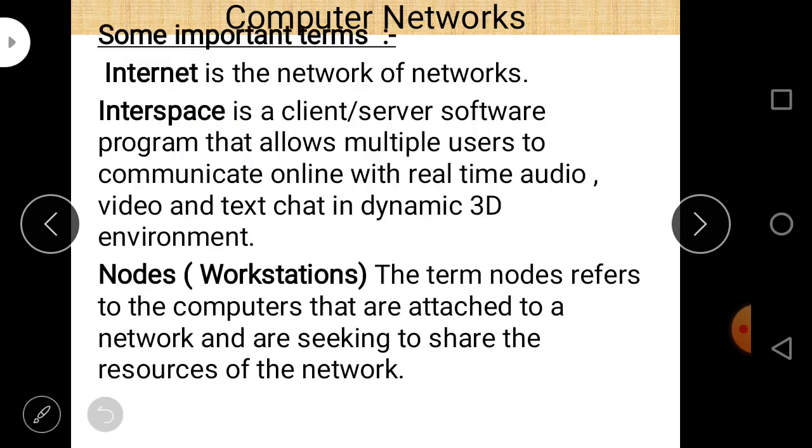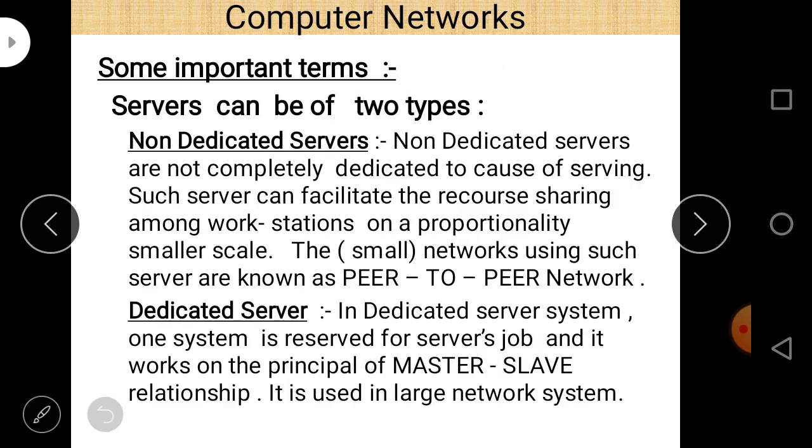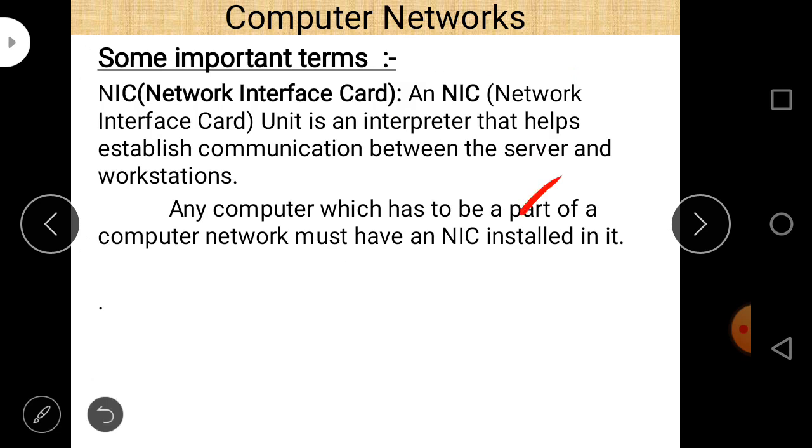And after that some important terms: interspace is an important term. It is client server software which allows multiple users to communicate in a 3D environment, and users can communicate online using audio, video or text chat. Nodes or workstations are the computer systems connected, so this is another important term. Then types of server are also very important, non-dedicated and dedicated server. Then NIC card, NIC can be discussed in our next lecture also. So in our next lecture we discuss different network devices.